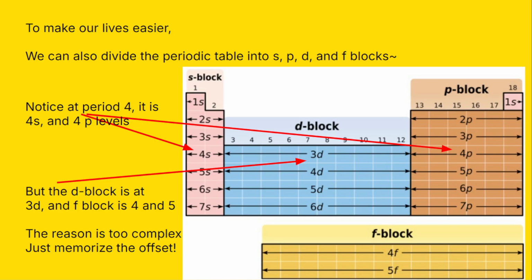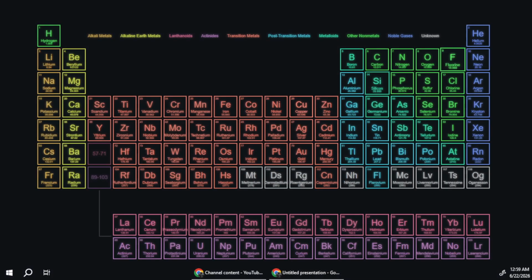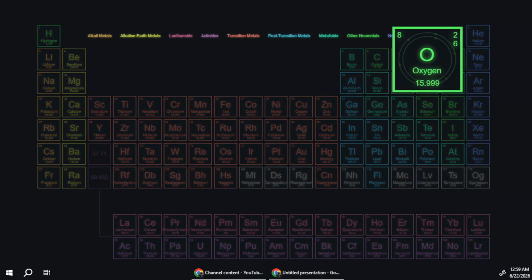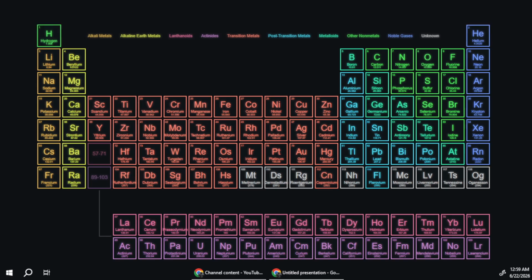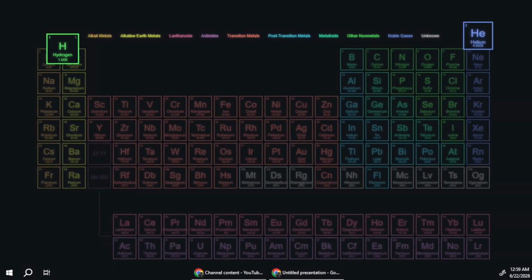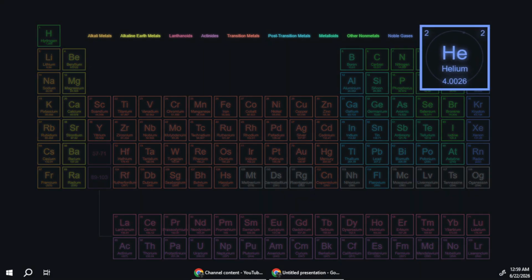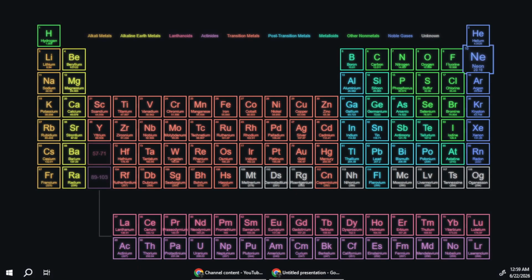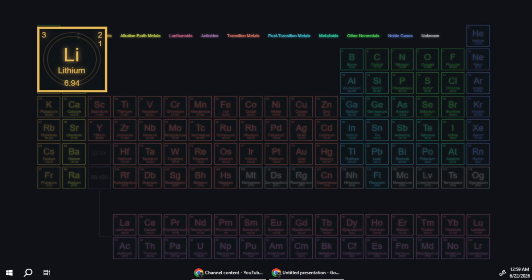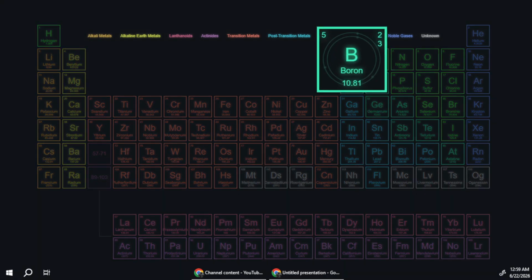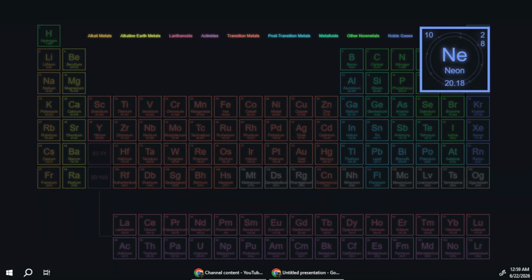So really quickly, if I ask you, let's say oxygen right here, how many energy levels would oxygen have? So right here, we can see the picture. It has 2 rings, right? So on the periodic table, we know this is 1 circle up here. So H has 1 circle. He also has 1 circle. And then the next row will all have 2. So we have lithium, we got 2 circles. Boron, 2 circles. And then neon, 2 circles.